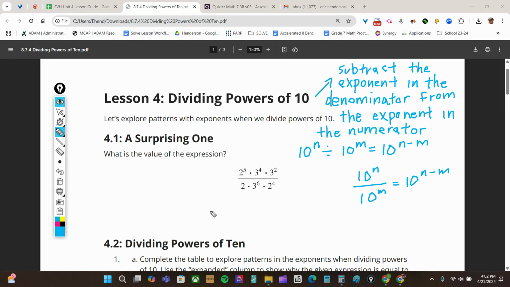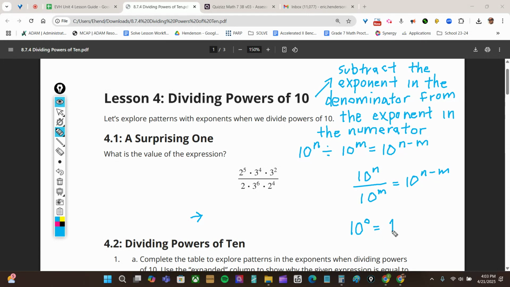Okay, so with that said, take a look at this problem and see if you can figure it out. You can do it down here in this section, and then we'll come back and take a look at that. Try to figure it out with that information. Oh, and one more thing: 10 to the 0 is equal to 1.